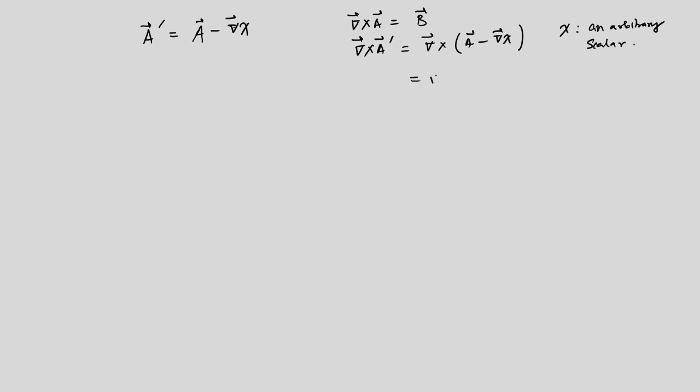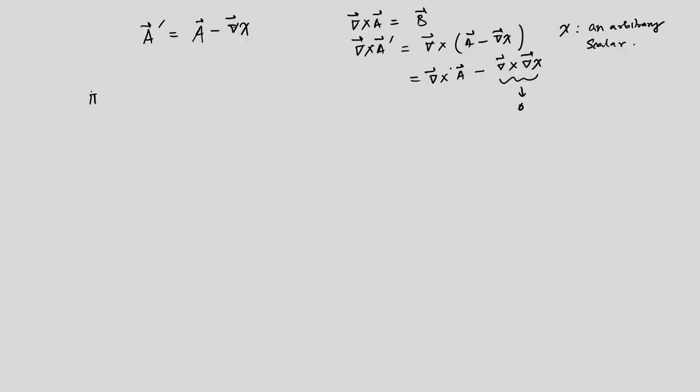So this is equal to curl of A minus curl of grad χ, and this is equal to 0 simply because grad χ is a vector which has a particular direction. If you try to take a curl of it, that is, whether it rotates or not, it does not rotate, and that is why it is equal to 0. So the curl of A prime will give you B, the magnetic field that you want, as well as the curl of A. And that is why you can write A to be ambiguous by the amount A minus grad χ, χ being a scalar. Okay.